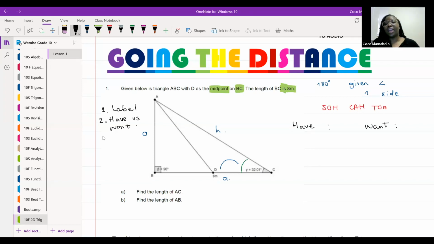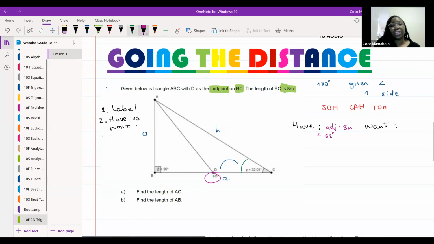Now we're going to look at this and think about what we have. What have I been given? Anybody venture to tell me? Beautiful, Refibe, that's it. I have my adjacent side. And what else do I have? That's it, Mawande. I've got the adjacent side, and I also have my angle, my 32 degrees. My adjacent side is 8 meters, and my angle is 32 degrees.